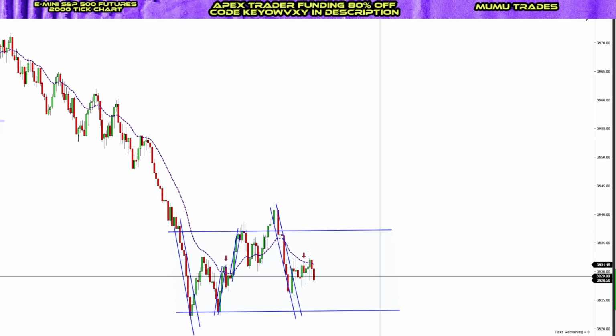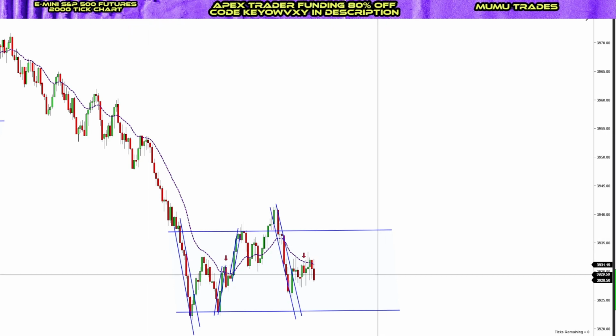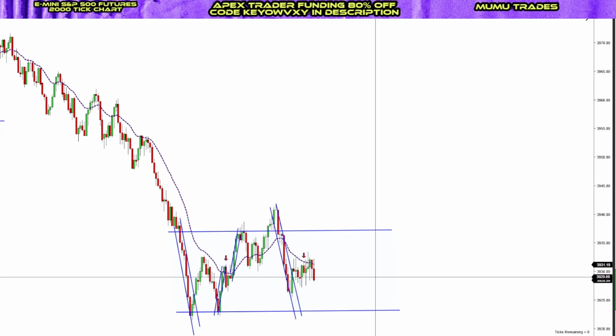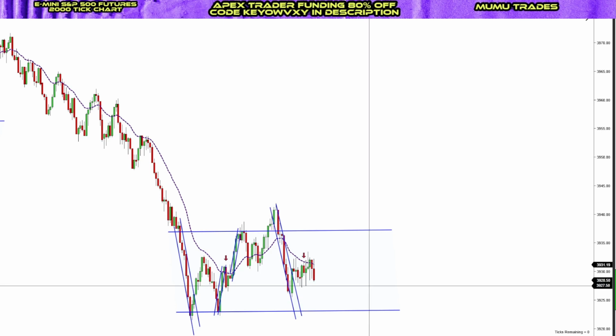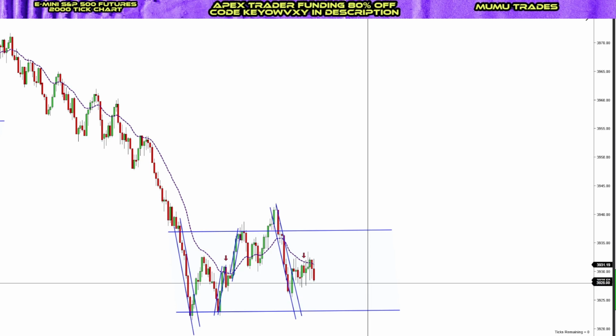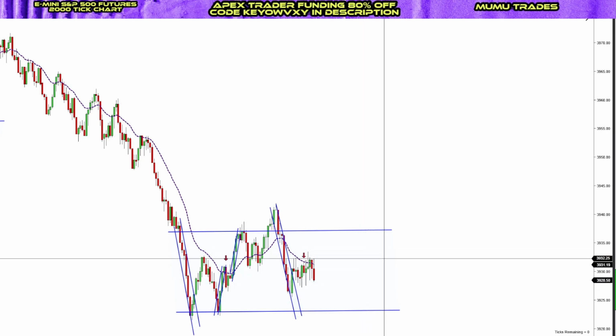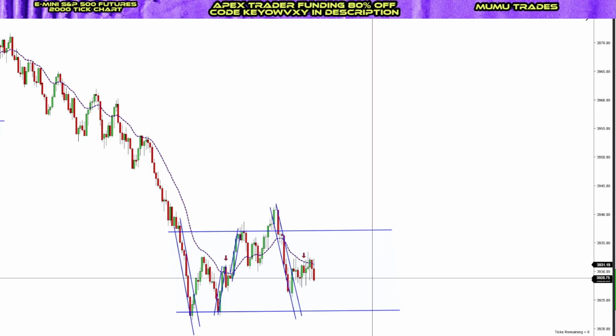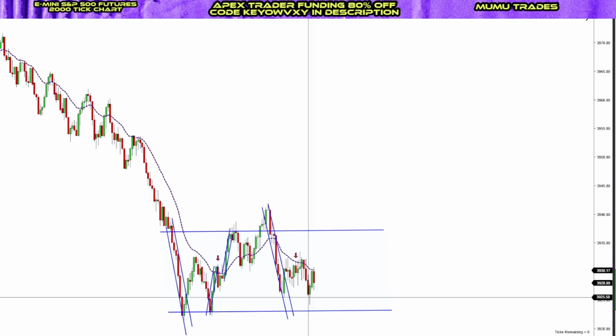Let's see how many points you would have got. So if you went short one tick below, it would have been 3929, and you would have had about a little more than 1 point for your safety. And finally, we have a break and a new low.